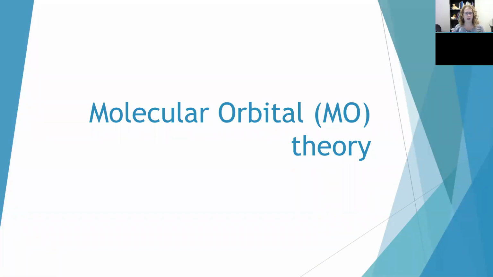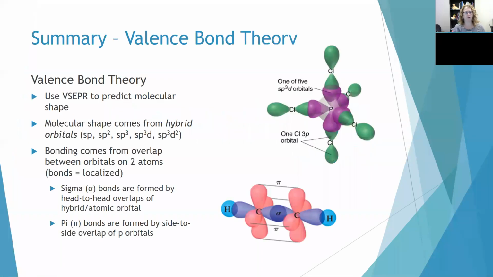We've taken a look at valence bond theory already. Now we need to look at a different bonding theory called molecular orbital, or MO theory, that's a little bit better at describing how bonds form and the way molecules form up to make the shapes that they make. So to begin, let's summarize valence bond theory.